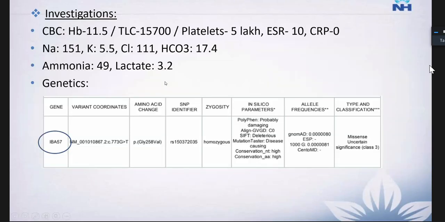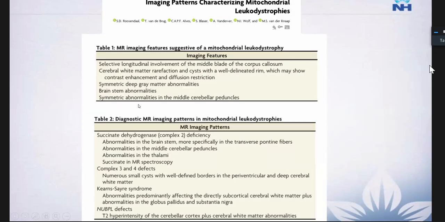So based on all this finding, the suspicion of mitochondrial disease was made, and genetics was sent, and the genetics came out to be IBA57, which is part of the mitochondrial disease. So you should be aware that there are certain patterns in mitochondrial leukodystrophy. When you see corpus callosum involvement, the middle plate is more commonly involved in mitochondrial disease, and you will see that cerebral white matter will show rarefaction and cystic changes with a well-defined rim. That was in our case. And they may show contrast enhancement and restricted diffusion, which was seen in our case. So this kind of finding you should be aware about.